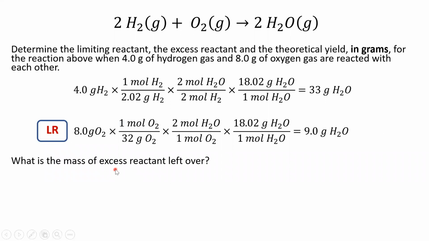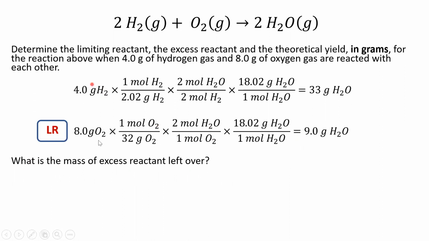The theoretical yield is 9.0 grams. I don't think I isolated that. So then it says, what is the mass of the excess reactant left over? Well, the excess reactant is the hydrogen gas.